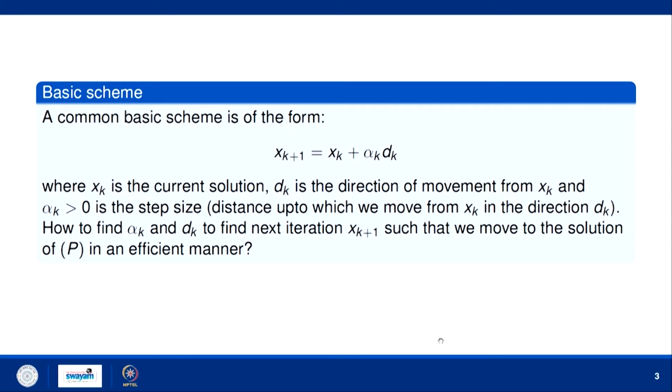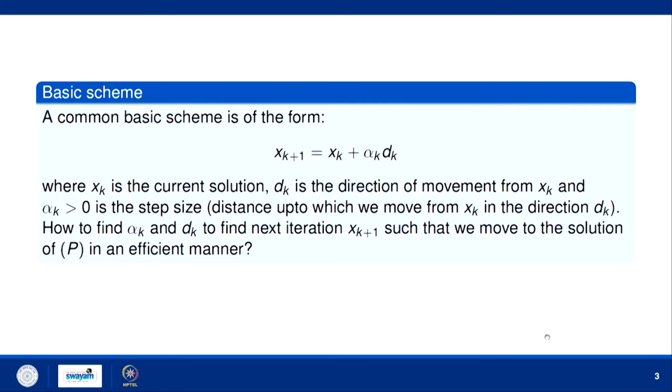Now, how to find alpha k and d k? These alpha k and d k are not known to us, only x k, the current solution, is known to us. How can you find alpha k and d k such that we get x k plus 1 from x k in an efficient way? So, this is the next question.